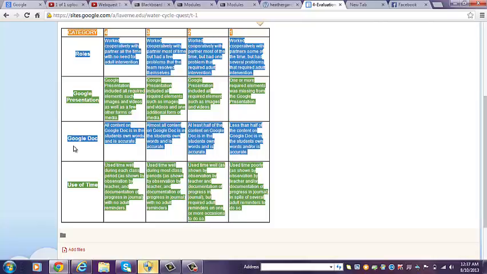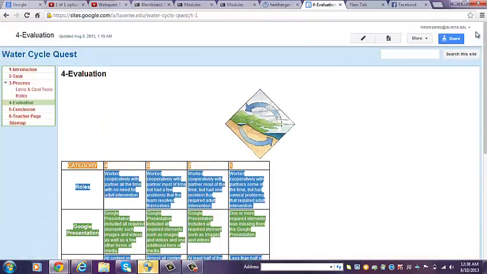And for collaboration, they will be using Google Sites and Docs in Google.